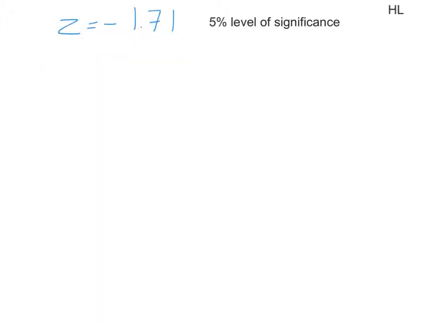Our next step is to define the rejection region. In this case, we are using a 5% level of significance. From our normal distribution table, we will find that the 5% level of significance is equal to minus 1.96. Please refer back to the video on how to use the normal distribution table. This minus 1.96 means that if our z-score is less than minus 1.96, we reject the null hypothesis.